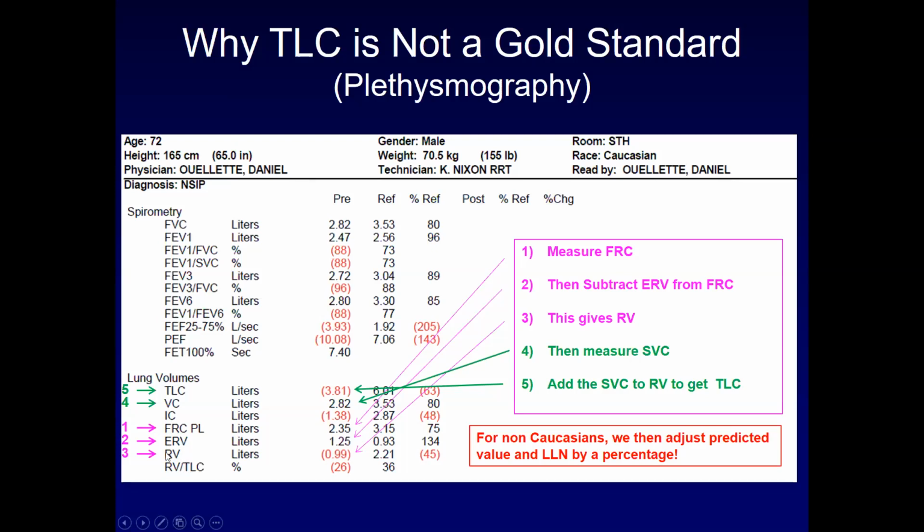Then we asked the patient to take a big deep breath in, an inspiratory vital capacity here, in order to measure that maneuver to add together to get a total lung capacity. That's 5 steps that could potentially go wrong as opposed to just a single step in which we measure a vital capacity.